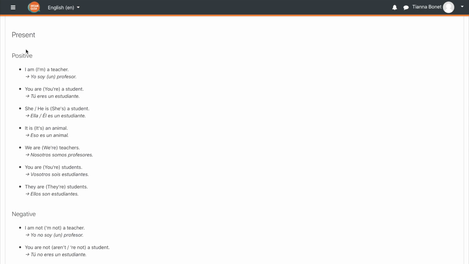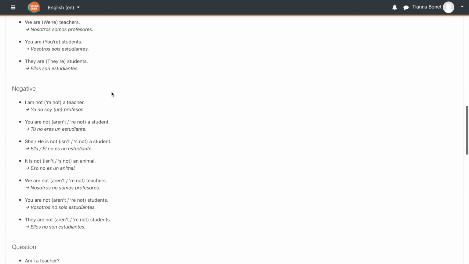For example, the subject I is conjugated to am. I am a teacher. To make an abbreviation, also known as a shorter form, you can say I'm a teacher. You are a student. In this case, it's conjugated to are because of the subject you. Or the abbreviation is you're a student. She or he is a student. She's a student. It is, it's an animal. We're teachers. You are, you're students. They are, they're students.